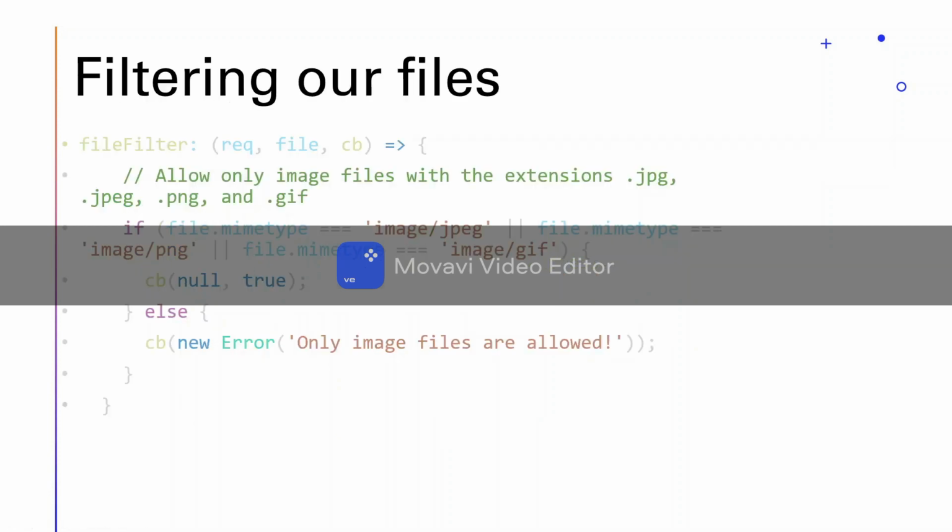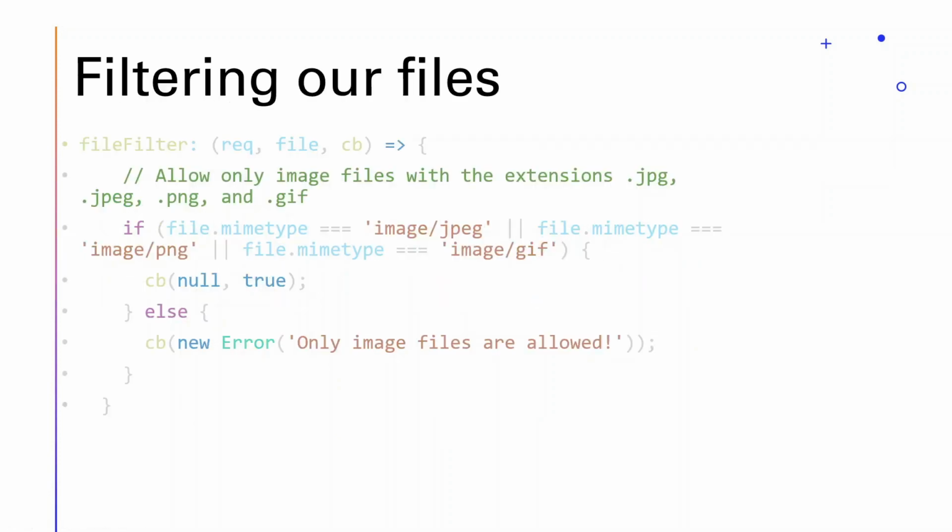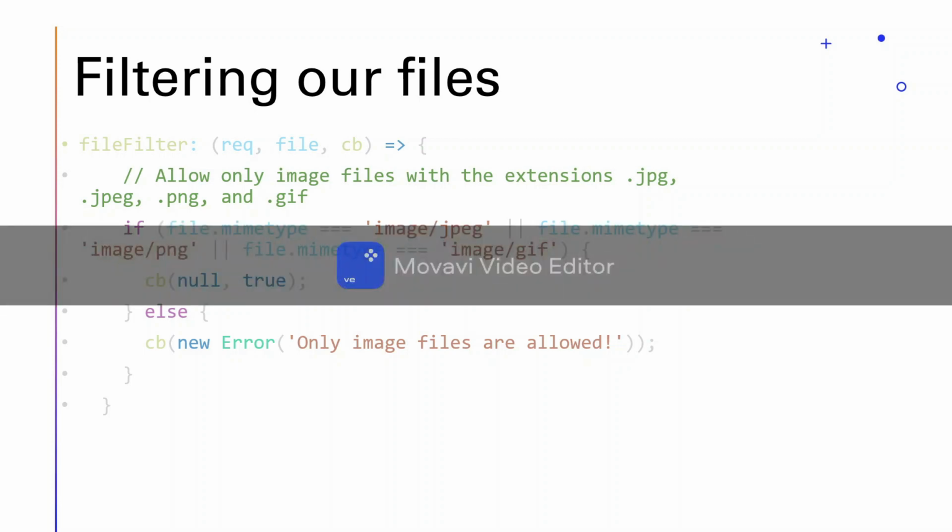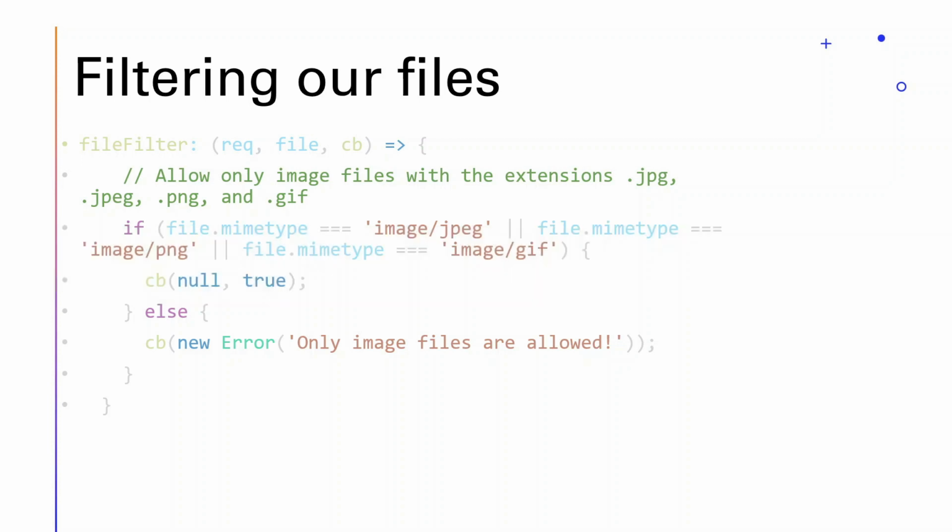So, as you can see here, we added a file filter function to the Multer middleware, which checks the MIME type of the uploaded file. The file filter function allows only image files with the extensions JPEG, JPEG, or PNG, or GIF. If the uploaded file is not an image file, the file filter function returns an error, which will prevent the file from being uploaded.